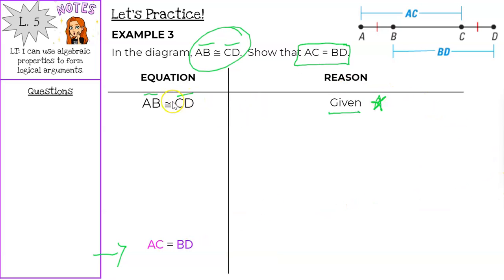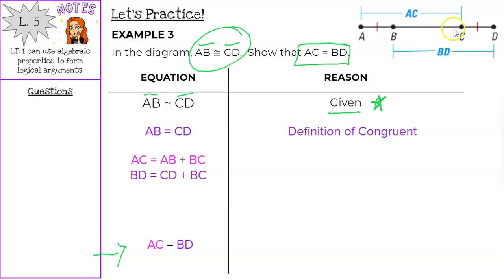So to get there, we have to change our congruency symbol to an equality symbol, which means we just state that AB equals CD. And the reason why is the definition of congruent. Congruent means they have the same measure. So we know that the measure of AB equals the measure of CD. Well, now we need to express AC as its sum of AB and BC. And the same with BD as its sum of CD and BC. The reason why we can do that is that segment addition postulate that we talked about. So now we're expressing them as sums.